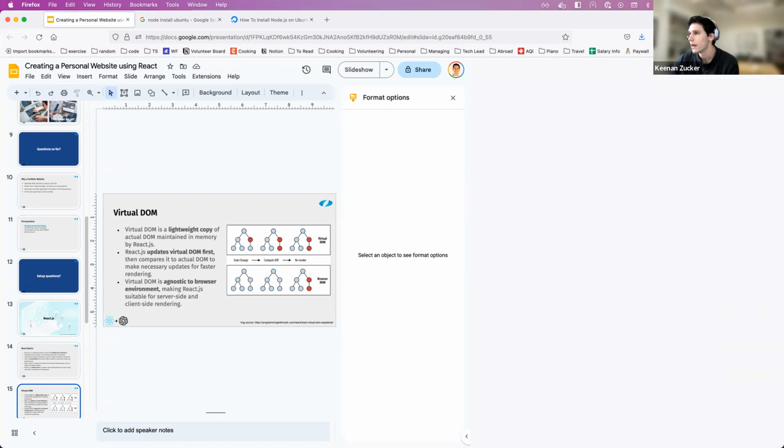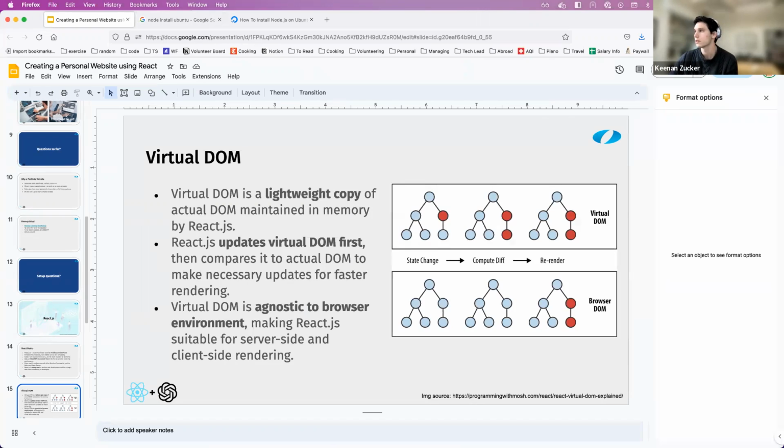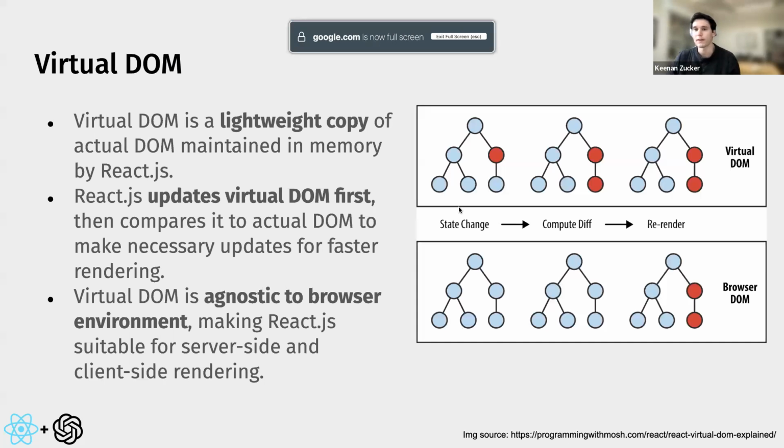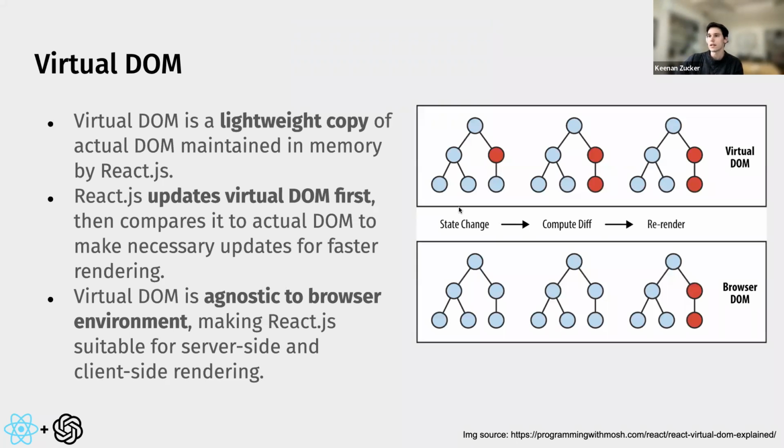Normally, if you had a static HTML, CSS, JavaScript page, you use JavaScript to make updates. The whole page has to re-render because it doesn't know what updated. What makes React cool is that it has a virtual DOM. So basically React itself keeps in memory a copy of the DOM.